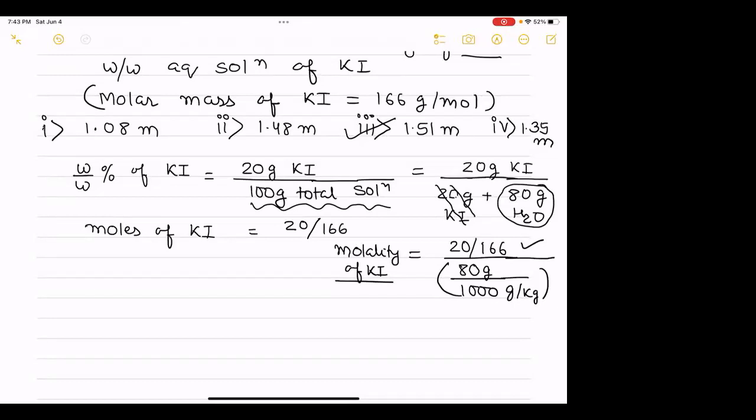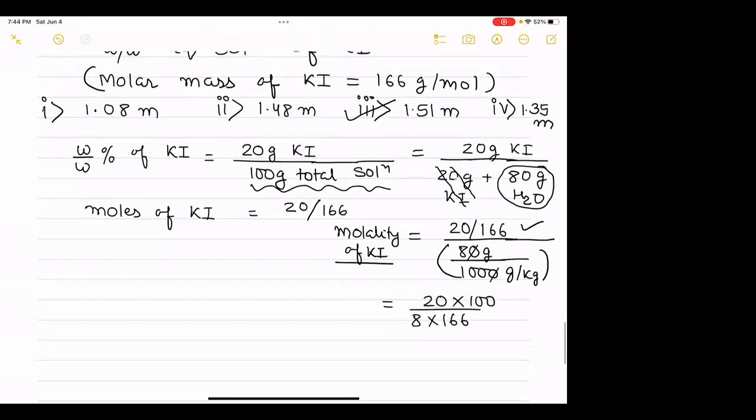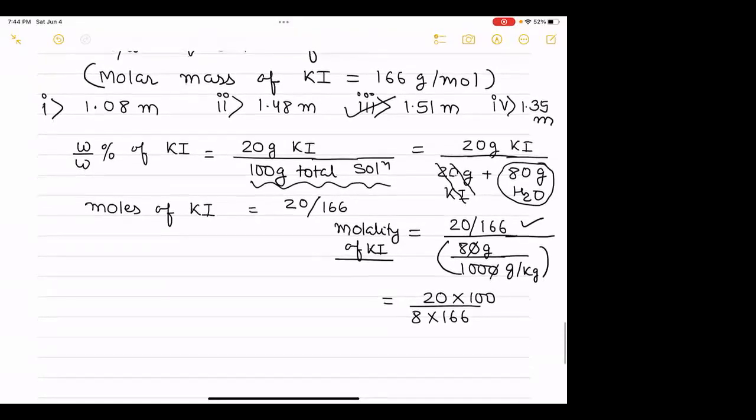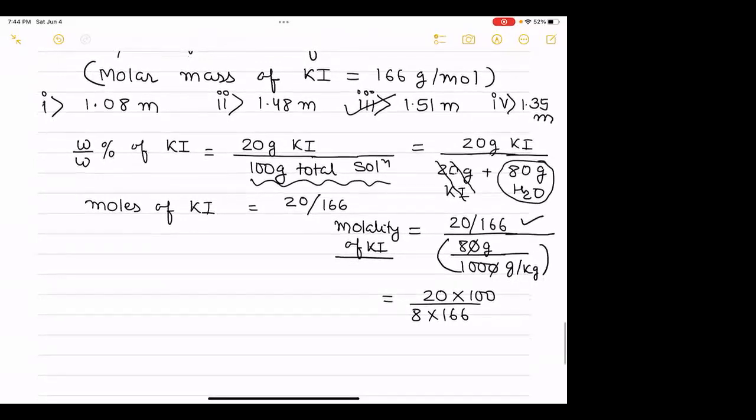Okay, so I hope this is clear. That's how you are going to do it. So this 0 will get cancelled. 20 by 18, into 166. 166 will come in the denominator, and into 100 will go to the top. Is it clear? Okay, yes sir. So you will be getting 1.51 as the answer. Very basic question, used everywhere.